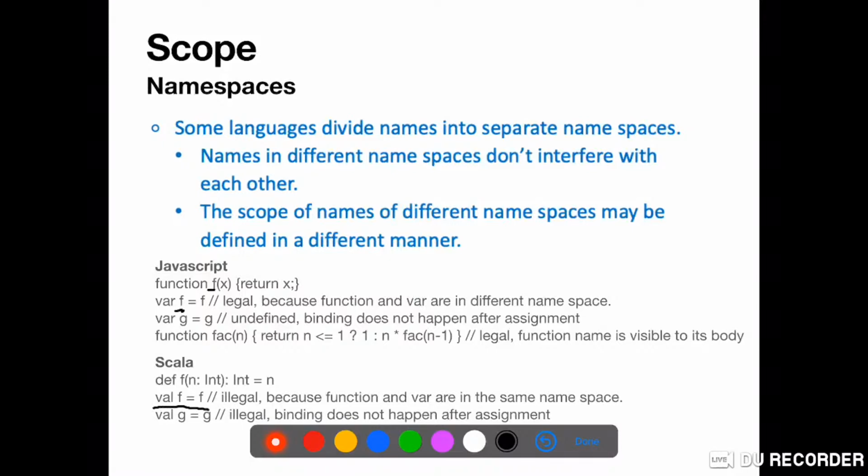In Scala it's illegal because if you write a program here, the compiler will complain that this f is already taken, or you cannot recursively define these two f. So this would be different because the variable lives in a different namespace. And also we can look at binding time.